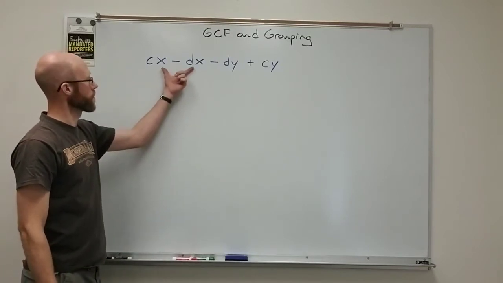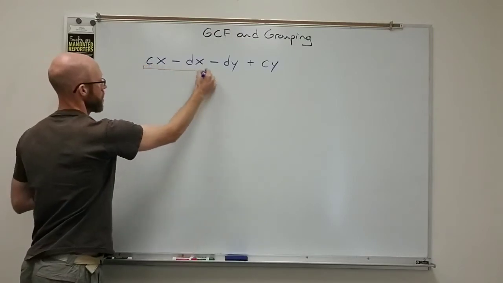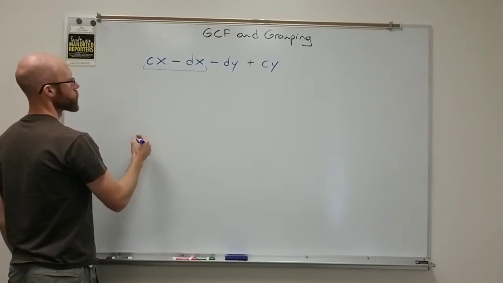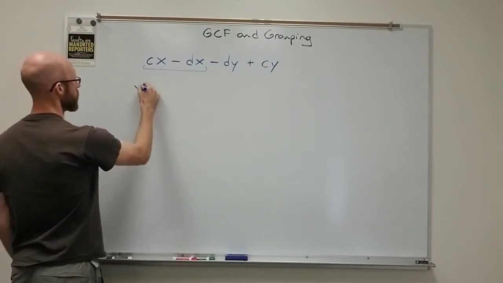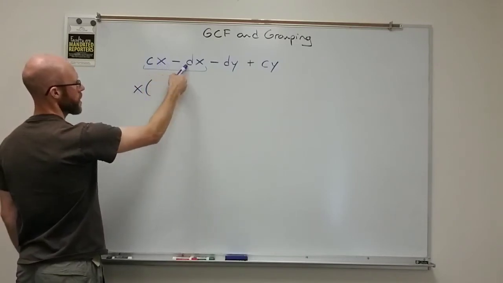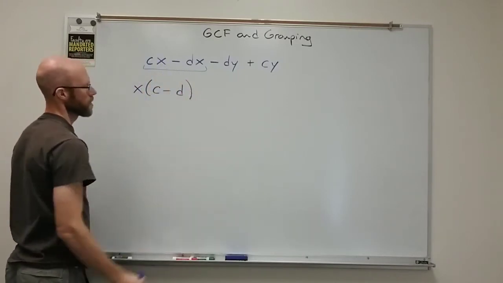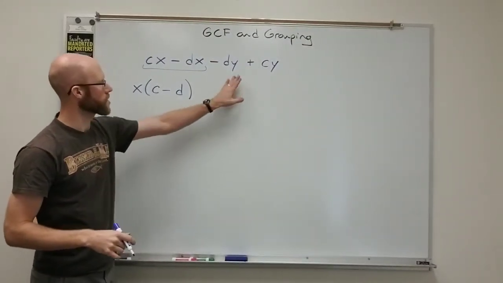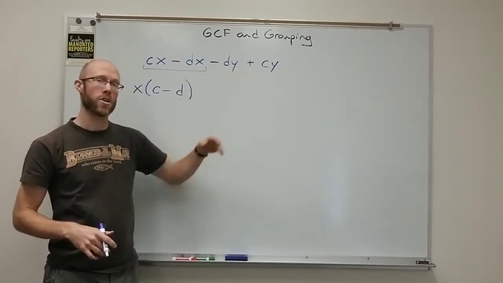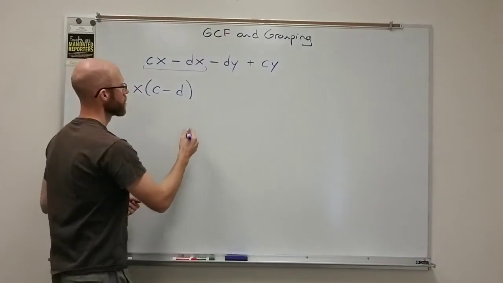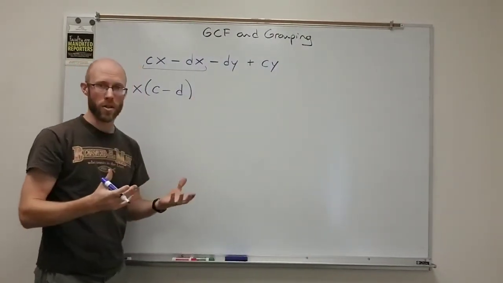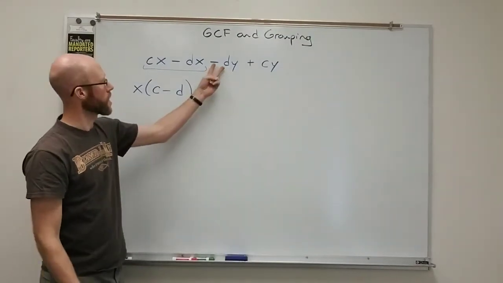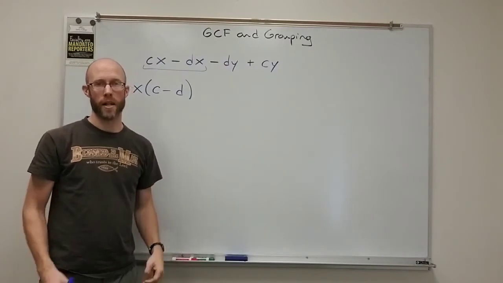In this first pair, this first set, they have a common x. So I'll pull the x out. I'm going to be left with a c minus d in the parentheses. I'm just trying to think ahead and see what's going to happen. In the second set, I have a common factor of y. So I could pull out the y. Now, I have an option here. I have a choice to make. I can either pull out a positive y or a negative y. Notice I have a minus and a positive in the next two terms.